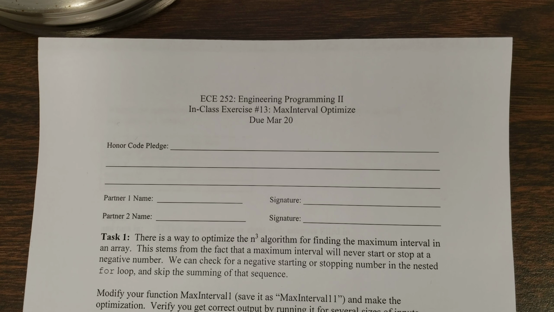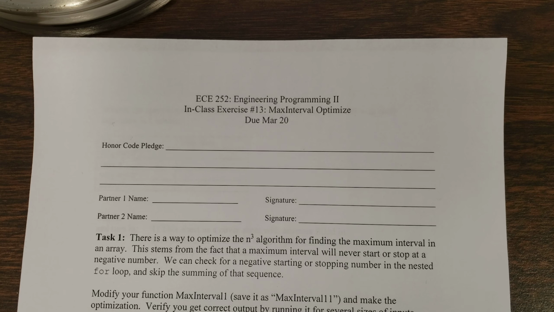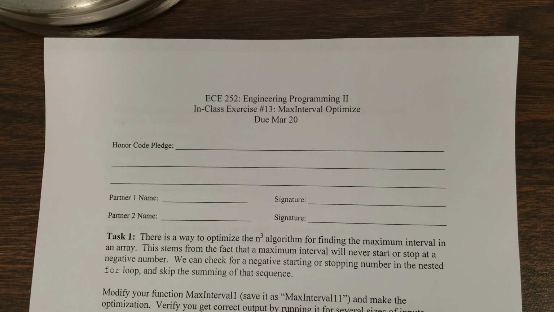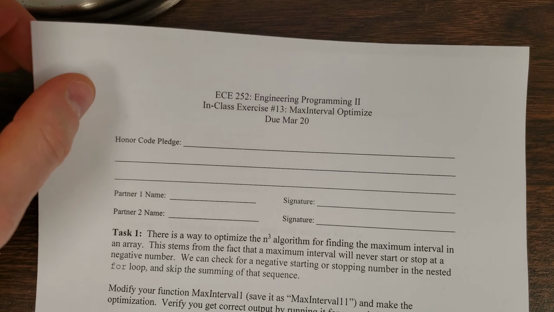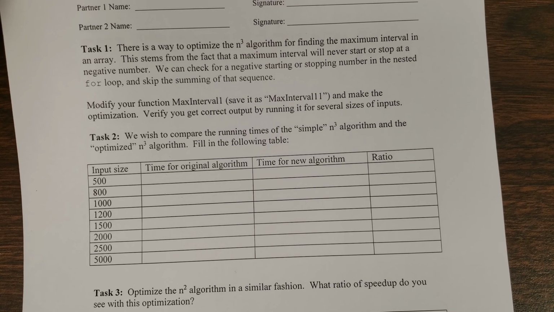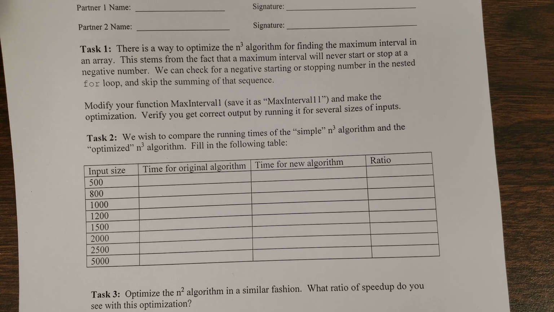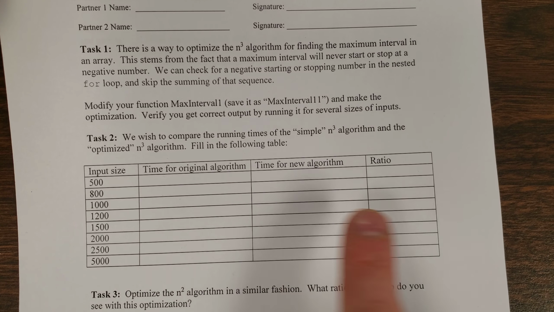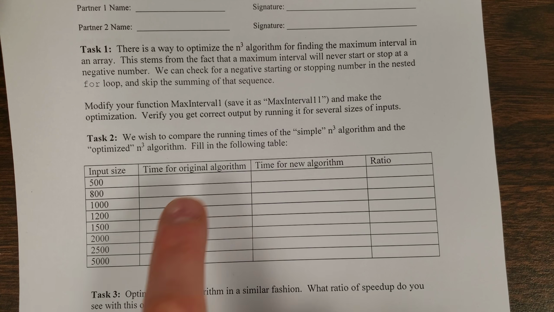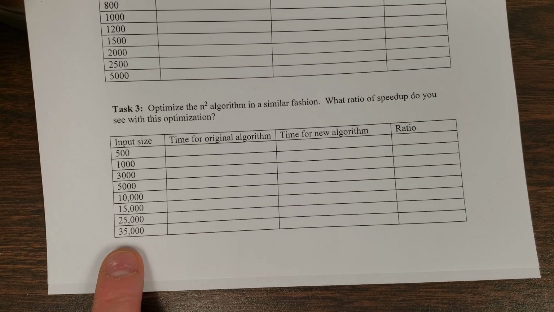Okay, to get you started with your in-class exercise, I want to go over a little bit about the max interval problem that we've seen before. With the max interval problem, before we saw that there was an n cubed algorithm and an n squared algorithm, and you should have done some times for each of these. And when you timed them, you'd see for larger and larger input sizes, the time got greater and greater. That's because an order n squared algorithm gets really big really fast. So it doesn't take a very large input size to have an incredibly large time to completion.